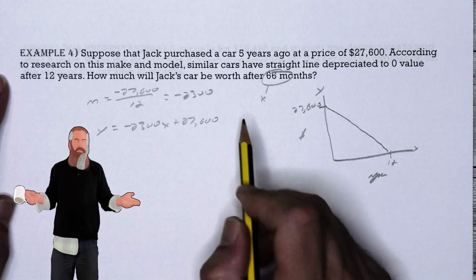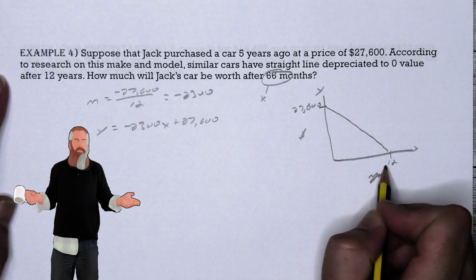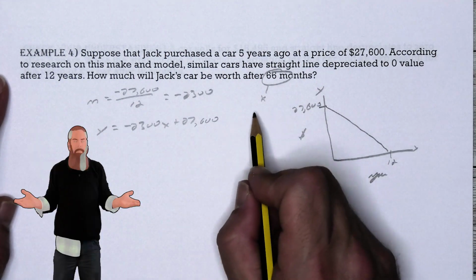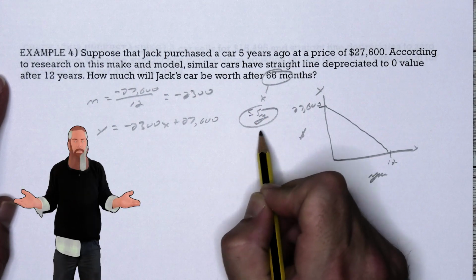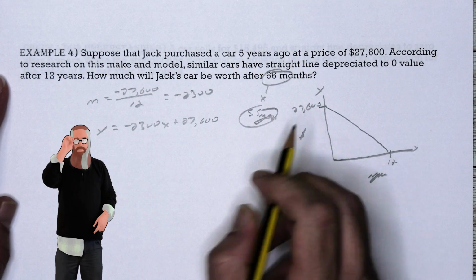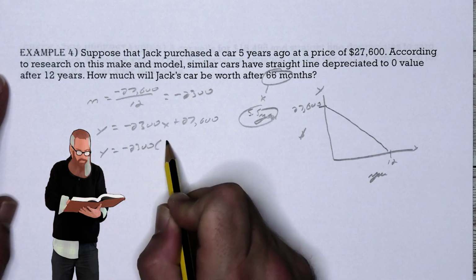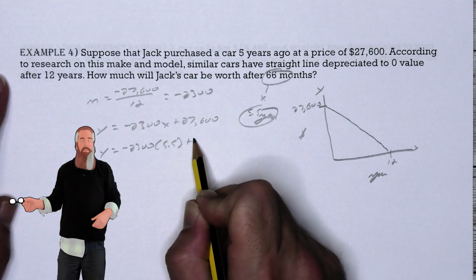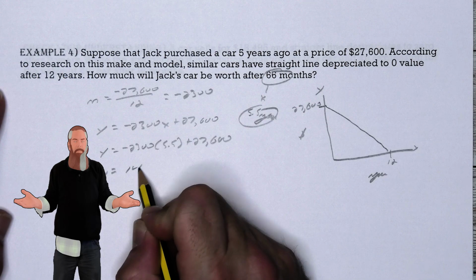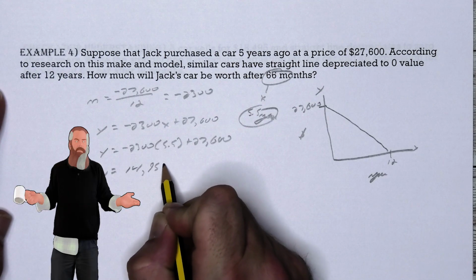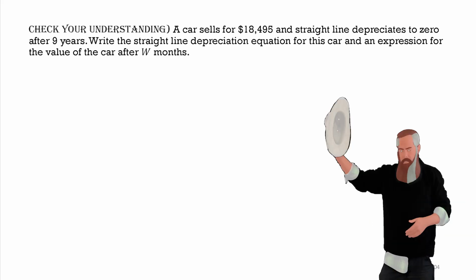This is our X number that's going in. But since it's months and we're measuring in years, I need to say 66 divided by 12 is 5.5 years. This is going to become my X value. So Y is negative 2,300 times 5.5 plus 27,600. This means the car will be valued at $14,950 after 5.5 years. Let's check our understanding of this.